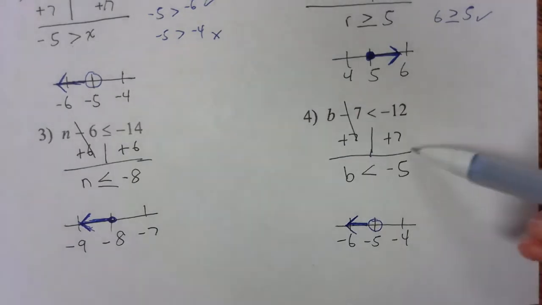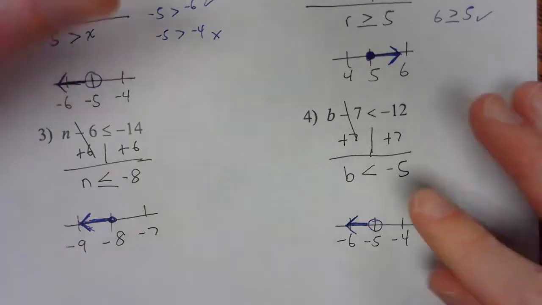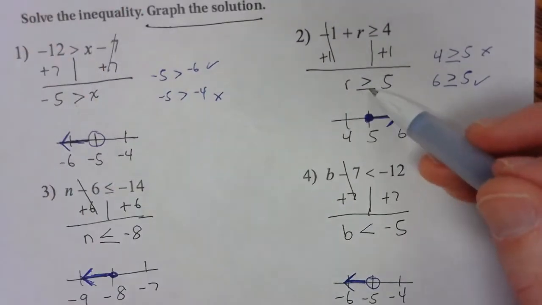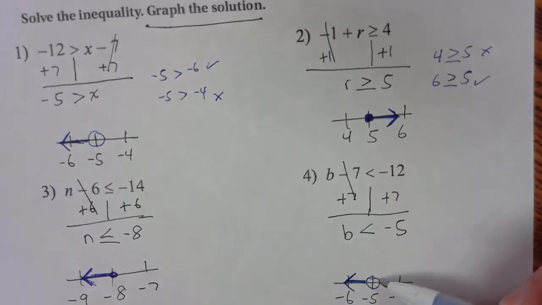So once again, we're solving the inequality just like we would an equation. The graphing is new. So if you have an or equal to sign underneath, it's going to be a closed circle. If you don't, it's going to be an open circle.